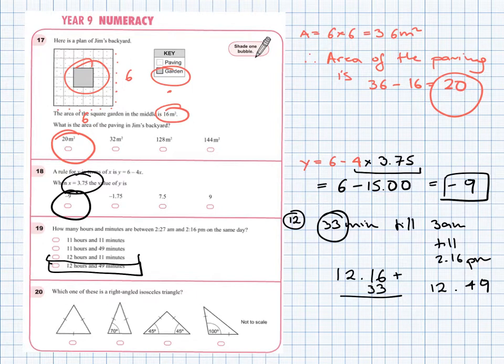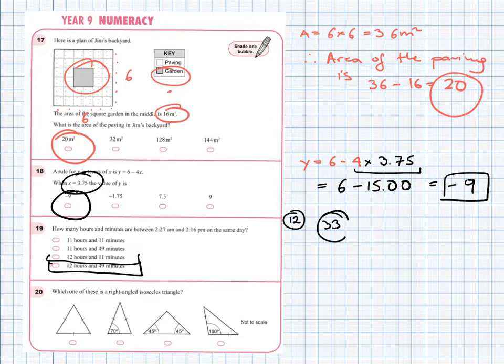Okay, so for the next one, I'm just going to get rid of this because I'm going to need a little bit of space. The next one we have here is: which one of these is a right angle isosceles triangle? So an isosceles triangle has two equal sides. This one has all equal sides, so it's not that one, that's equilateral. And this one is isosceles. The last one here is isosceles.